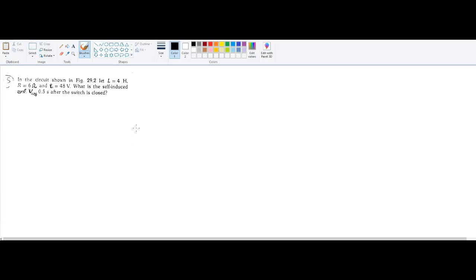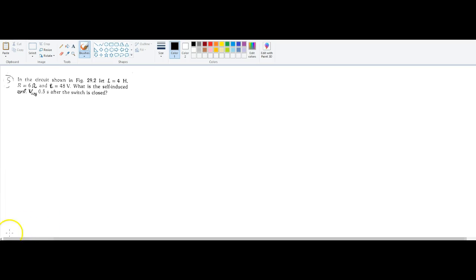All right, the figure shown in 29-2, L equals 4 henries, R equals 6 ohms. The voltage is 48 volts. What is the self-induced EMF 0.5 seconds after the switch is closed?